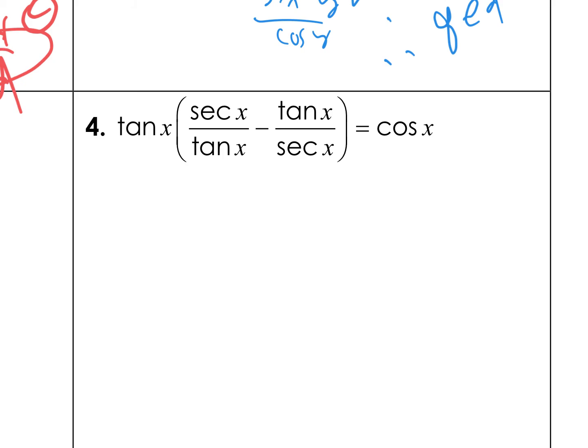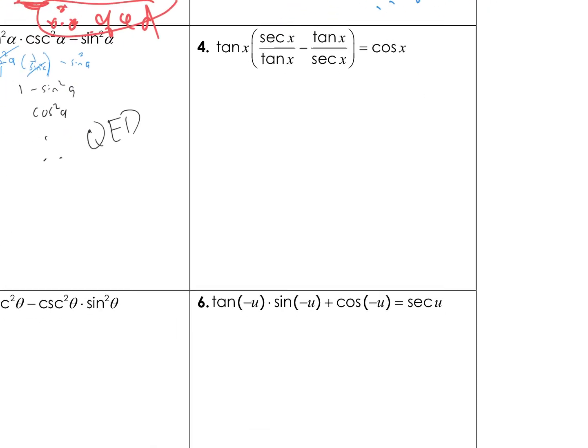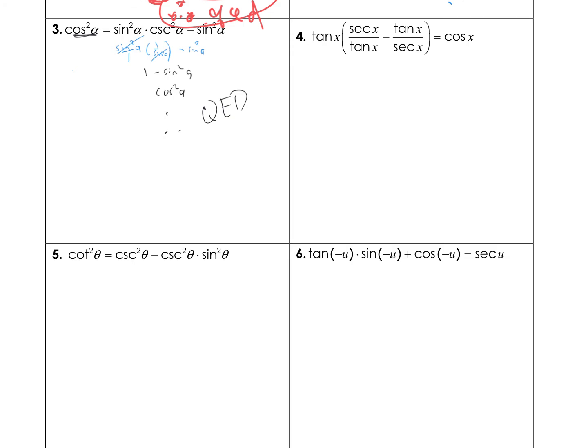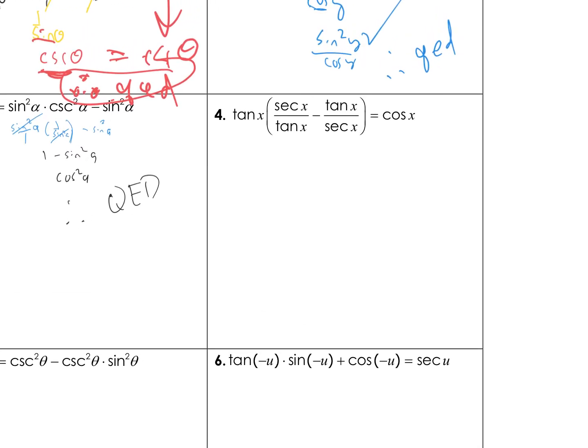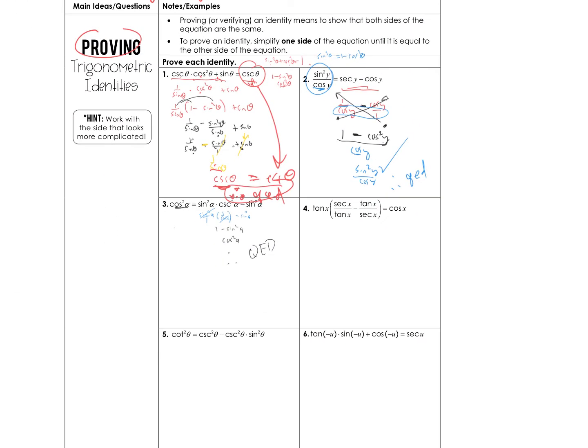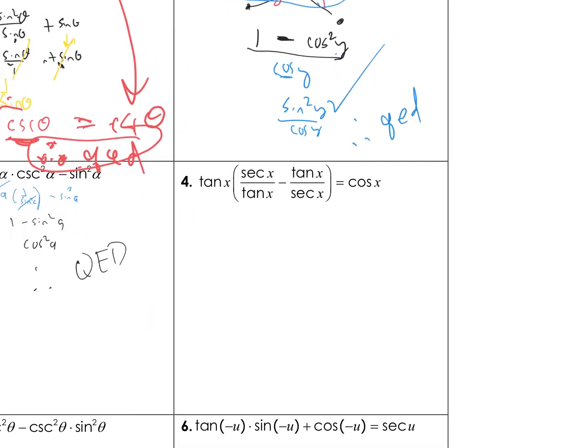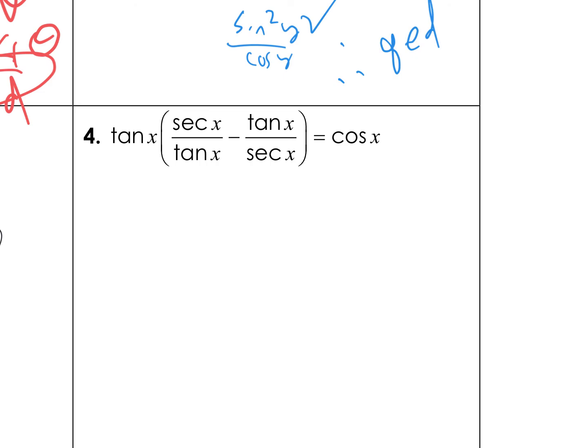Number 4. How many are left on this page? Oh my God, they're getting uglier. Let me be honest on the homework. Let me go look at the homework. Number 4. Yeah, and would you agree with me that the left side's more complicated? You definitely can't manipulate cosine. What are you going to do with cosine? There's nothing to do.